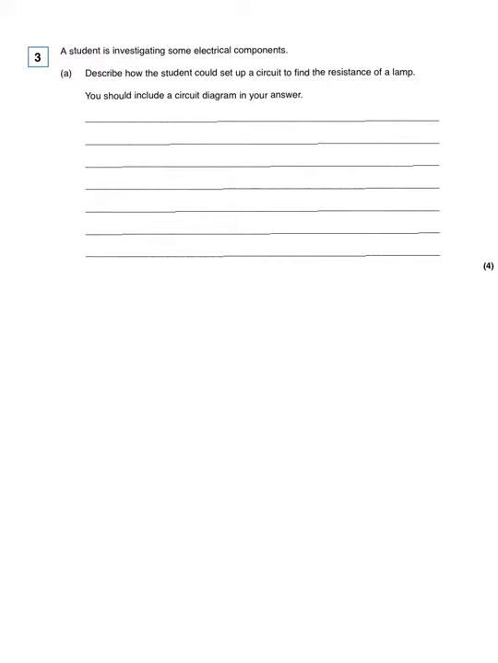Okay, so in this question, we're told that a student is investigating some electrical components, and it says describe how the student could set up a circuit to find the resistance of a lamp. So it's asking us how do we find the resistance of a lamp, and how can we do that using components that we know and use. This is worth 4 marks.